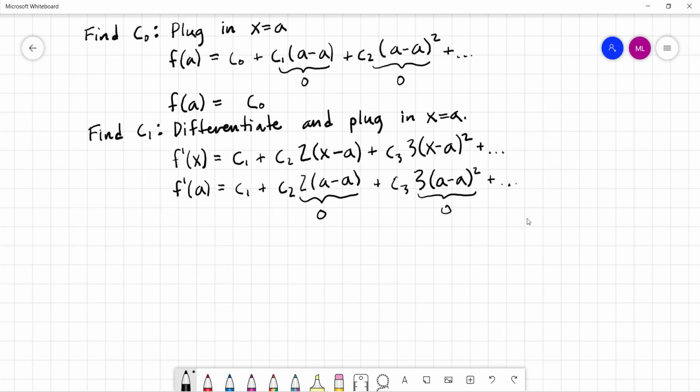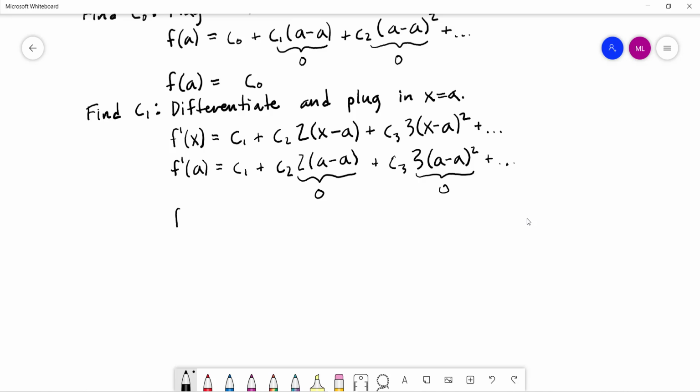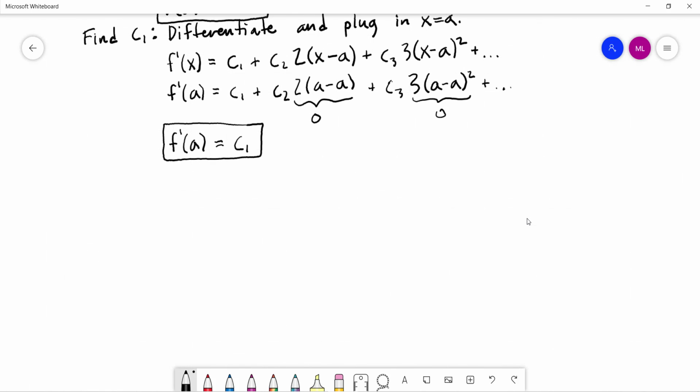And we get that f prime of a is our value for c1. So we have a representation up here for what c0 looks like. Now we have a representation for what c1 looks like in terms of the original function f. And we can continue in this manner. So let's find c2.